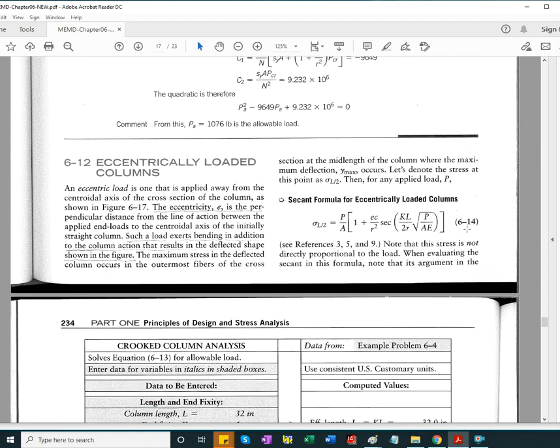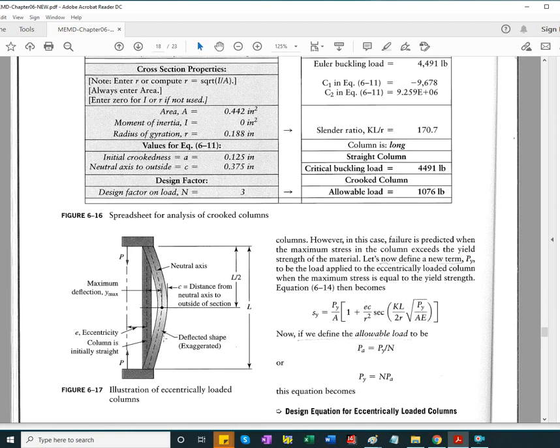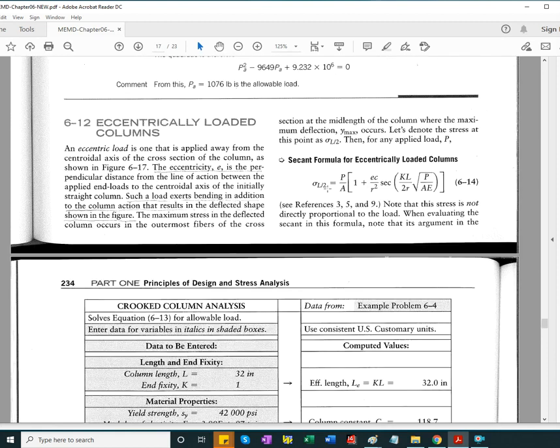The first equation that's introduced, 6.14, is for the stress at the middle of the column, where you have the maximum deflection. That's why L/2. So it's the stress caused by the compressive load in the middle of the bar, and this is called the secant formula. So this is the secant of this argument, which has to be in units of radians.